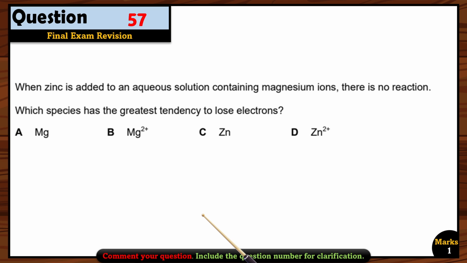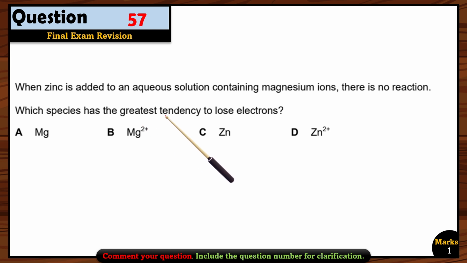Let's see question 57. When zinc is added to an aqueous solution containing magnesium ions, there is no reaction. Which species has the greater tendency to lose electrons? So let's see, you are adding zinc to the magnesium solution, and there is no reaction. What does it mean? It means the reactivity of zinc is lower. That's why it cannot do the metal displacement reaction.